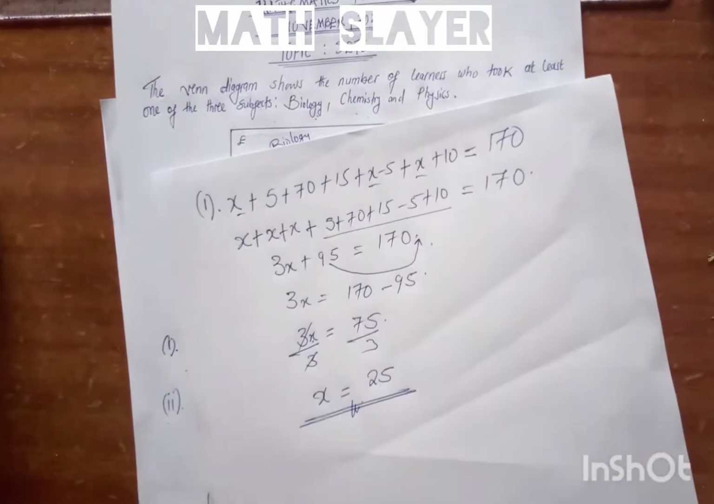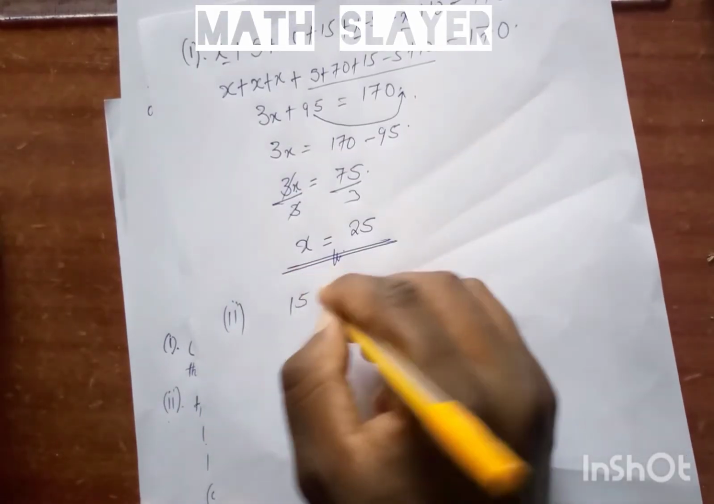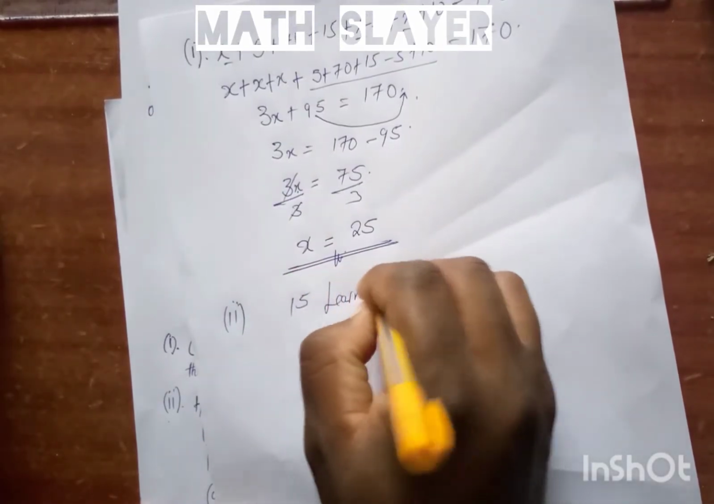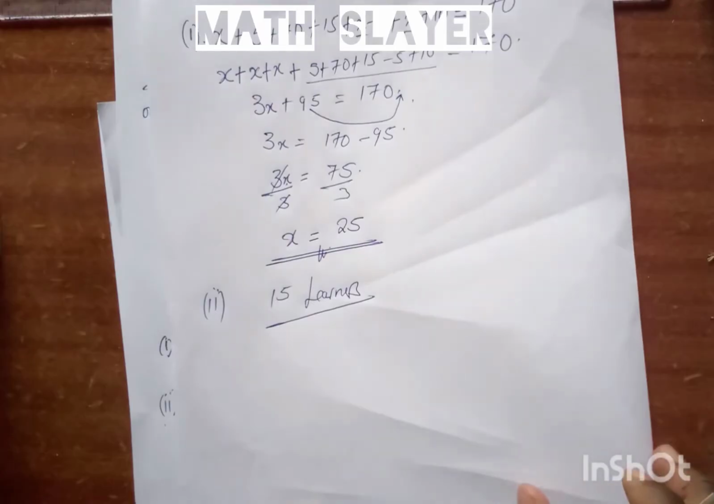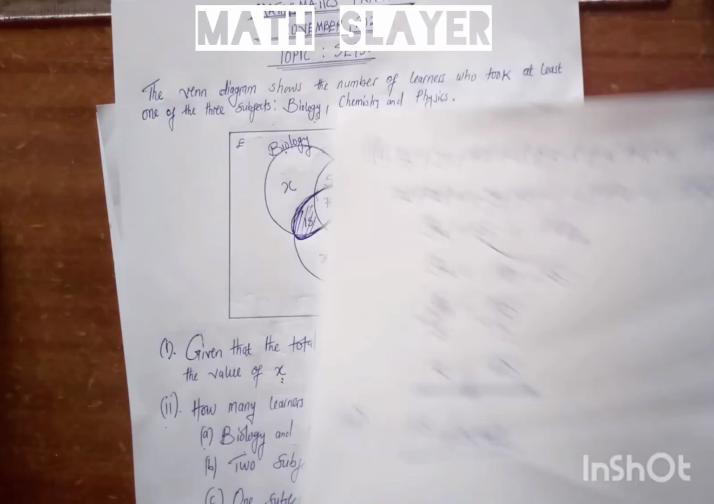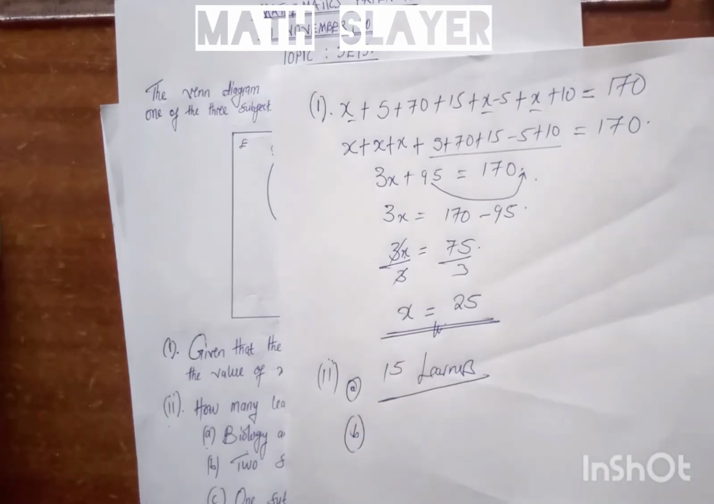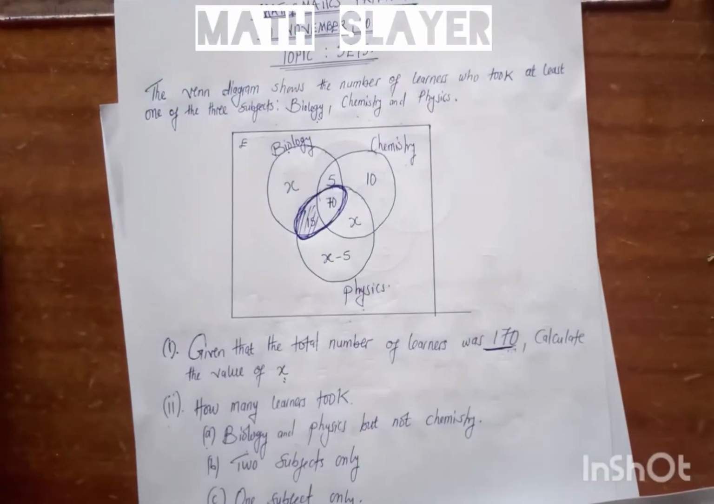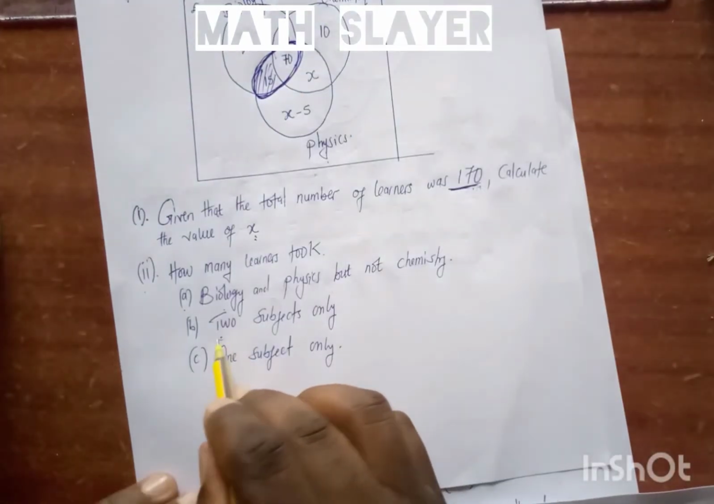So 15 learners took only biology and physics, but not chemistry. So our answer is 15. Very simple there. This was question A. Now question B reads as follows: we need to find how many learners took 2 subjects only.